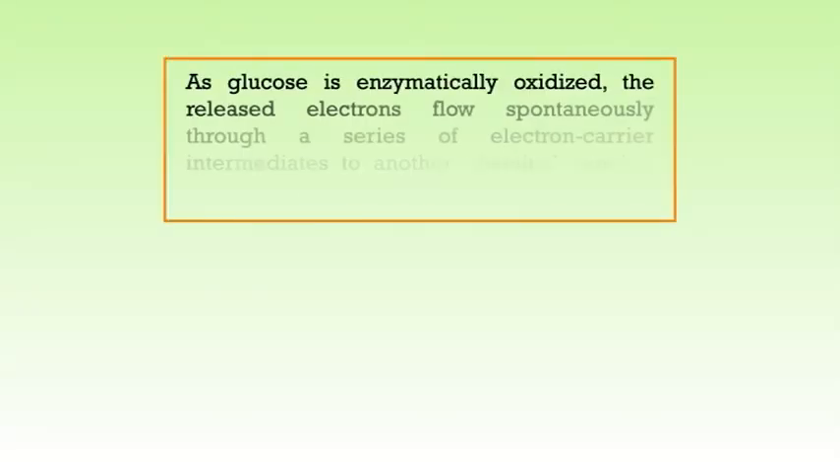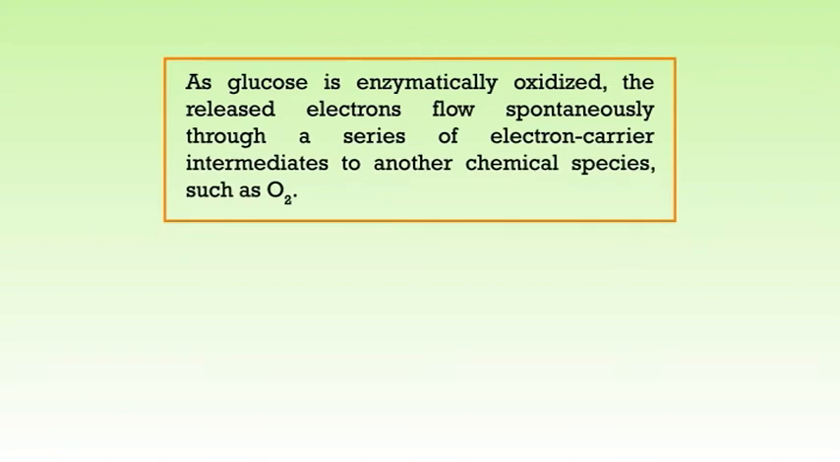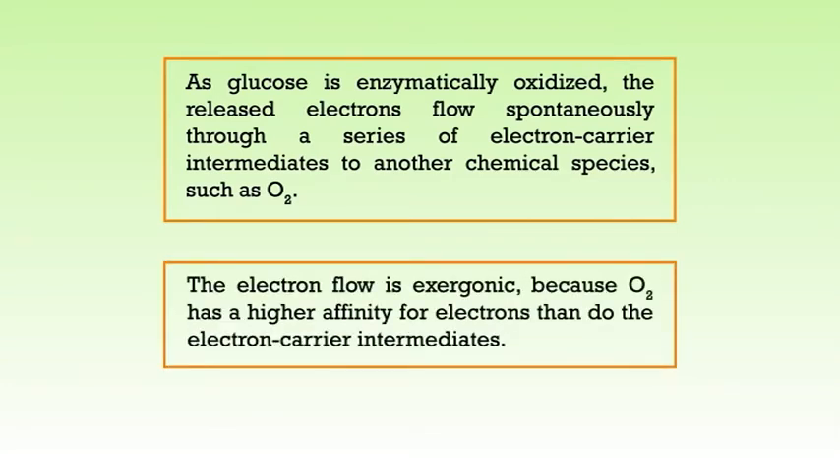Living cells have an analogous biological circuit with a relatively reduced compound such as glucose as a source of electrons. As glucose is enzymatically oxidized, the released electrons flow spontaneously through a series of electron carrier intermediates to another chemical species, such as oxygen. The electron flow is exergonic because oxygen has a higher affinity for electrons than do the electron carrier intermediates. The resulting electromotive force provides energy to a variety of molecular energy transducers, like enzymes and other proteins, that do biological work.